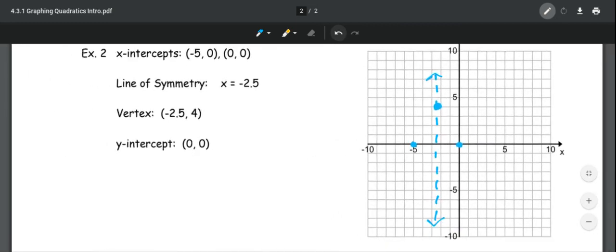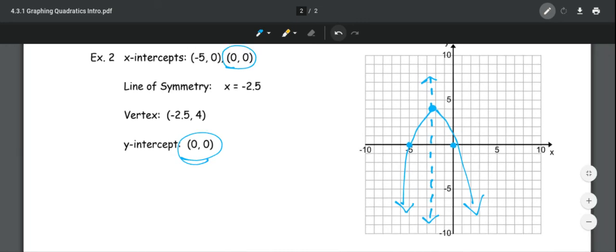So now in this case, I only have 3 points because your y-intercept and your x-intercept are the same because they're at 0, 0. So that means that there's no other point to mirror. So your graph looks like that. So you might have 3 or you might have 5 points. But that is what your graph should look like when you have everything done.